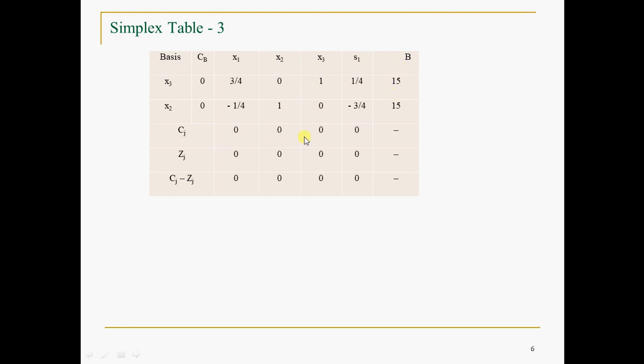Now Cj: x1 is 0, x2 is 0, x3 is 0, S1 is 0. A1 and A2 are eliminated, hence they have not appeared in the column. Zj, as all Cj's are 0, by default will be 0 only. Cj minus Zj will be 0. So what is your observation now? All Cj minus Zj are lesser than or equal to 0. Hence you can conclude phase 1, because all Cj minus Zj are lesser than or equal to 0.